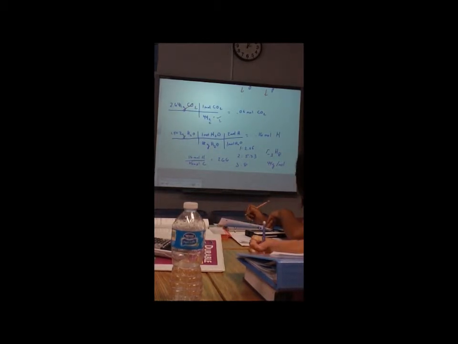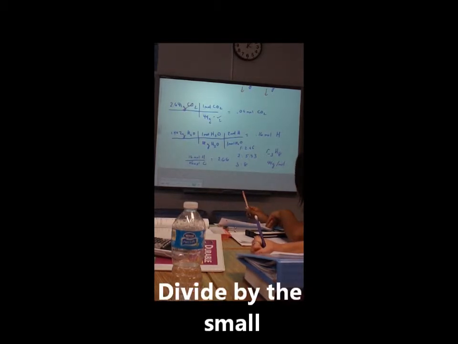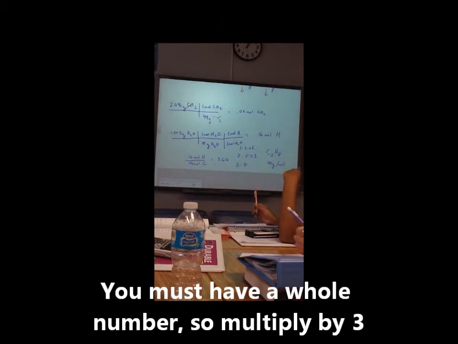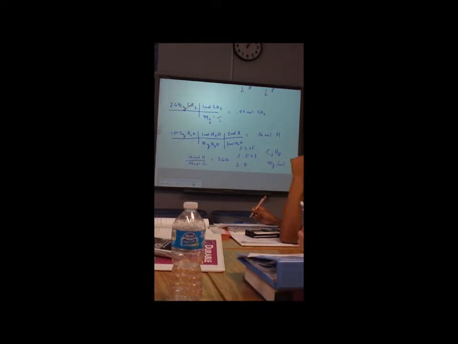Now I can compare these two, and I'm going to divide by the smaller amount, the 0.06 moles of carbon. And that gives me a ratio of 2.66 moles of hydrogen per mole of carbon, which is clearly not a whole number. I have to have whole numbers. So 1 to 2.66 is not a whole number relationship, so I can't use that.